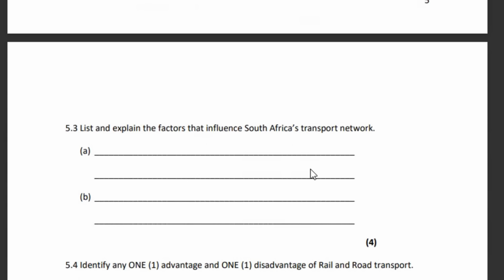One, we have population distribution. Remember, here they asked you to list. When you say population distribution, you are listing, and then you tell us how this factor influences South Africa's network. For example, transport networks are denser where there is high population density.